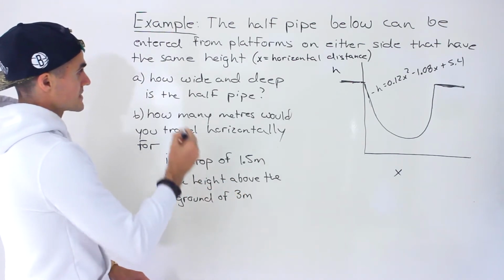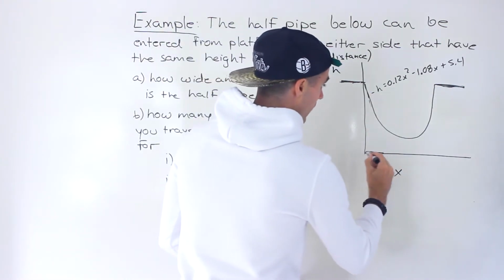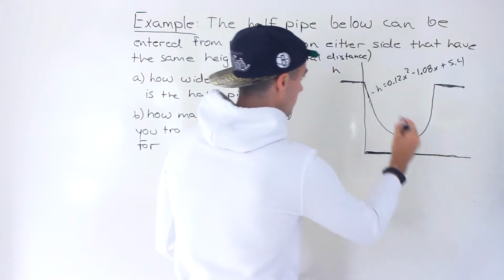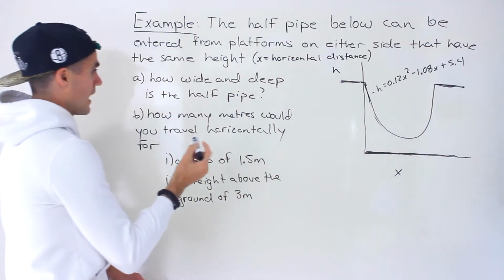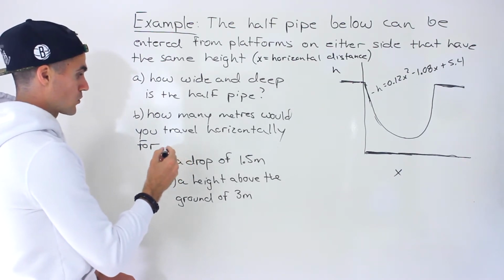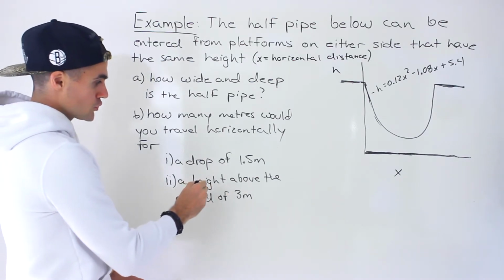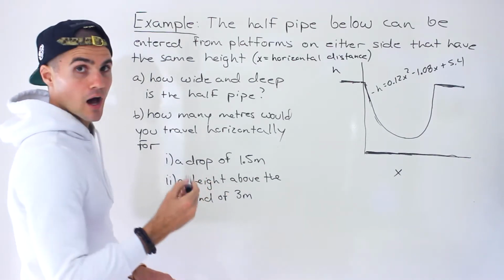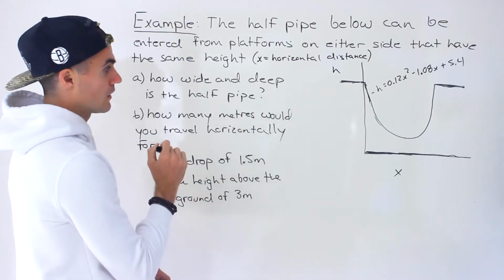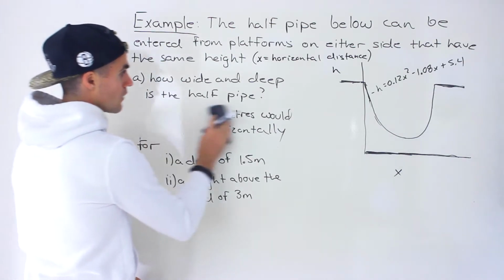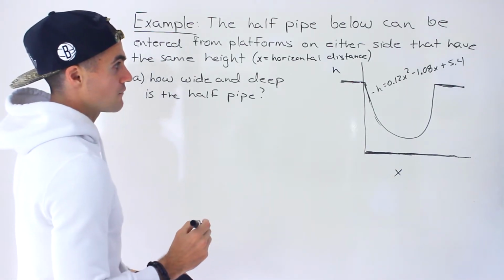Okay, so we're asked how wide and deep is the half pipe. Notice that this half pipe is above the ground, so this is like the ground over here. We're asked how wide it is, and how deep it is, and then we're also asked how many meters you would travel horizontally for either one, a drop of 1.5 meters, or two, a height above the ground of 3 meters. So we'll get into the specifics of those. I'll show you what both of these mean on the diagram once we get there. Let's first start off with part A. How wide and deep is the half pipe?